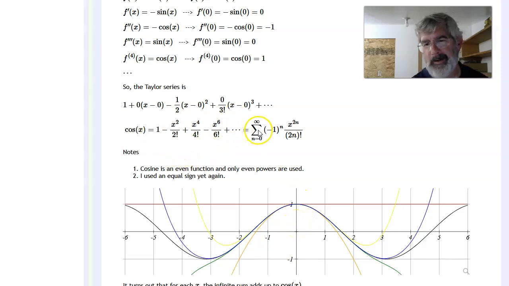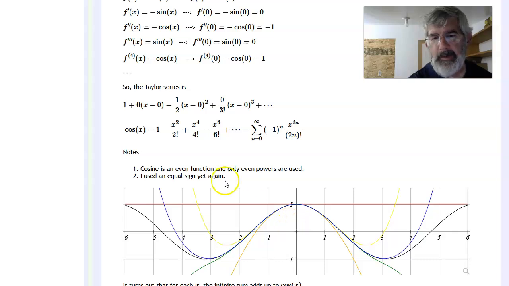And look, the Maclaurin series has all even powers. Is this a coincidence? It is not. Turns out that all even functions, when you find their Maclaurin series, will use just evens, and likewise odd functions will just use odd powers.